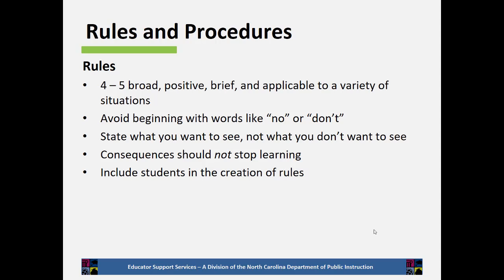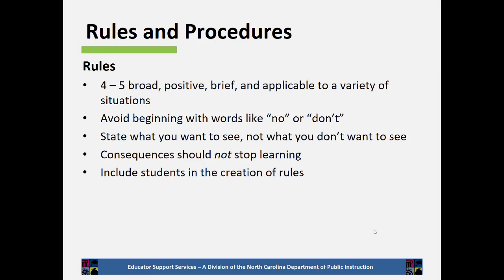So we want to think about that when we're thinking about consequences, making sure that we do things that do not impede learning. The last one is that we want to include students in the creation of rules. Getting that buy-in is really, really important.